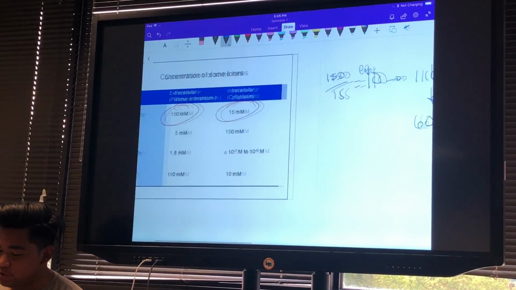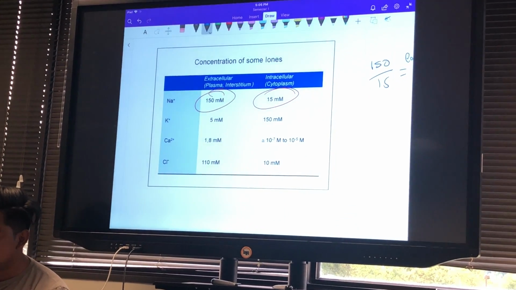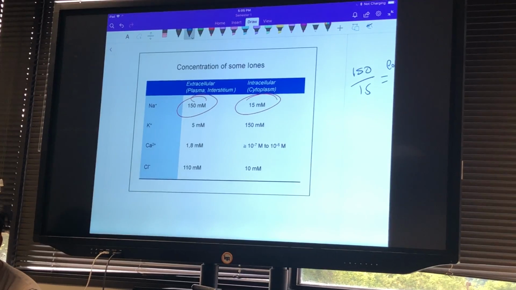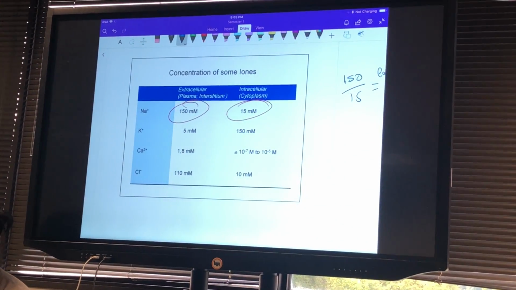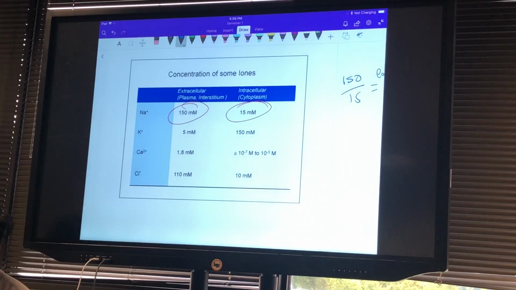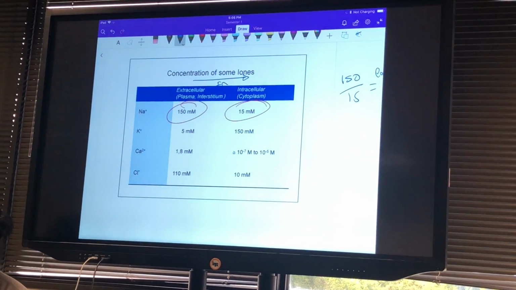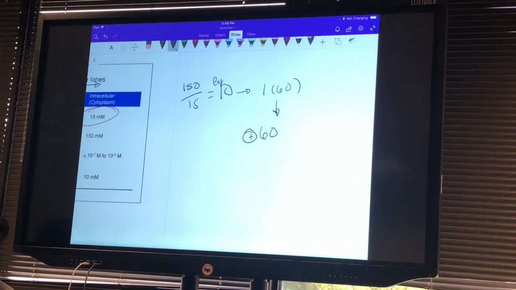And to determine the charge, you have to look at the concentrations of the ion inside and outside. Because sodium is high outside, it wants to go inside. So the directionality is in the cell. When you move a positive ion in the cell, it becomes positive. So that's how you get the answer.